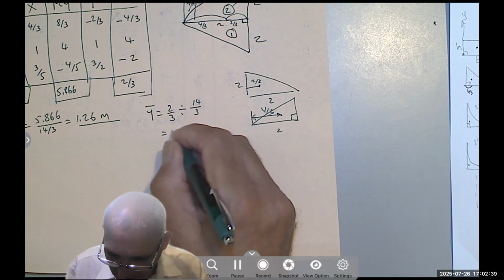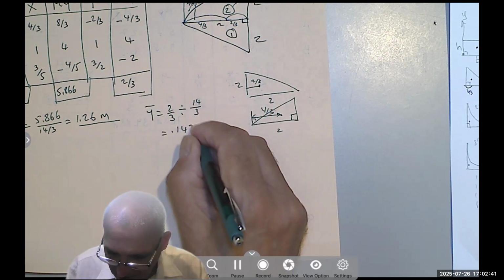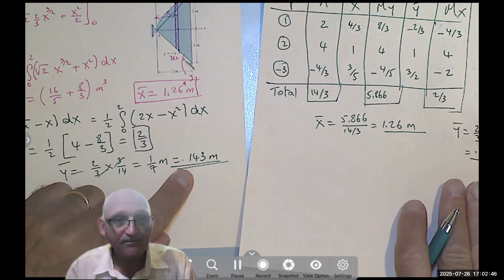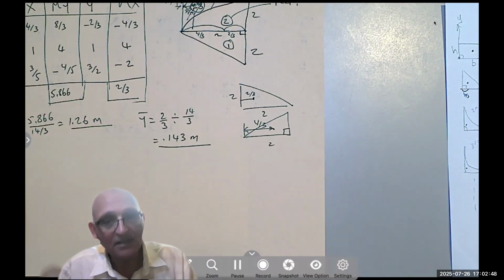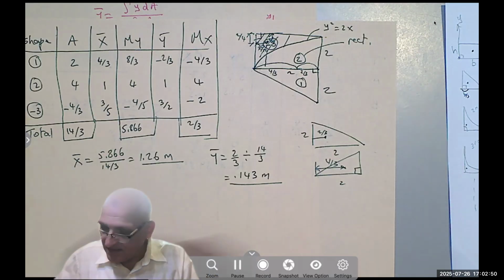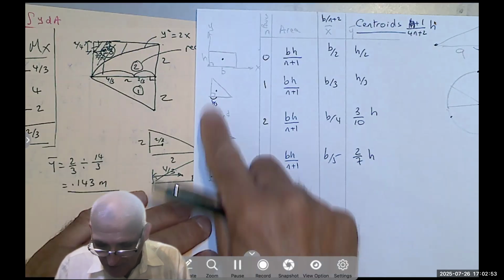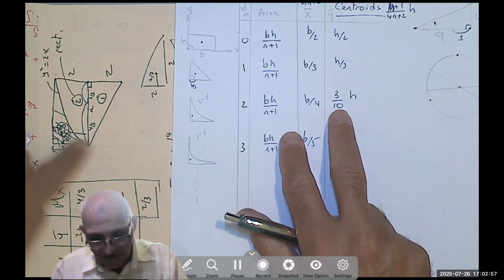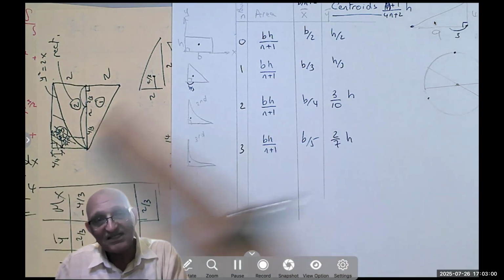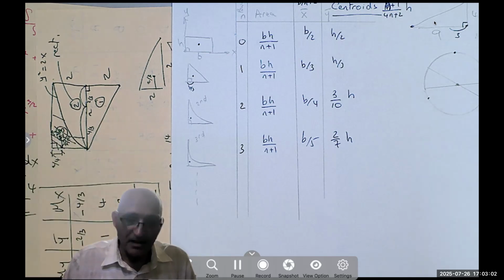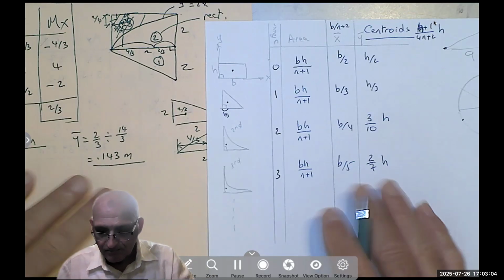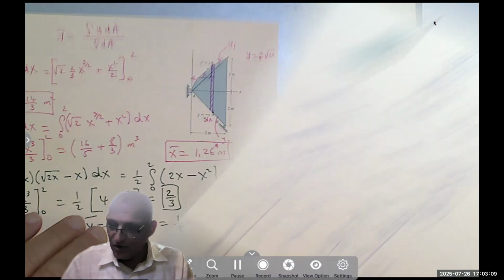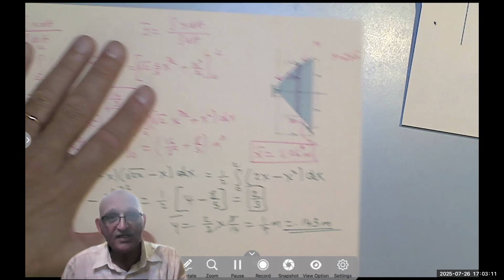So when I divide, I get y bar equals 2/3 divided by 14/3 equals 0.1428 or 1/7. Exactly the same. The only difference is that you see how this second degree parabola is plotted? It's like this guy. So that's the confusing part, is that my x bar becomes y bar and y bar becomes x bar.